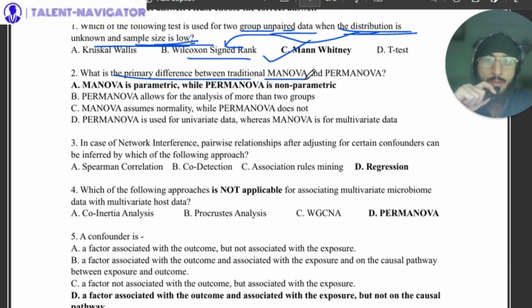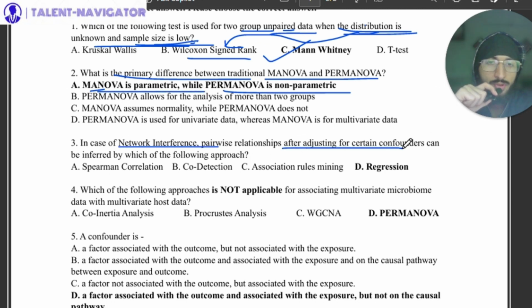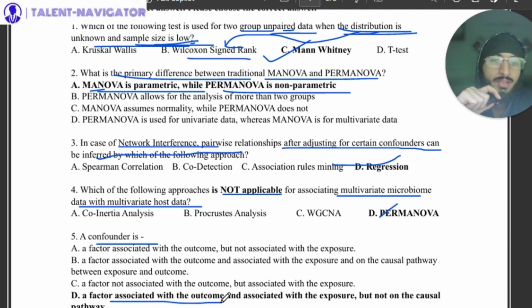What is the difference between MANOVA and PERMANOVA? So PERMANOVA is actually non-parametric and MANOVA is parametric. In case of network inference, pairwise relationships after adjusting for certain confounders can be inferred by regression. Now, which of the following approaches is not applicable for associating multivariate microbiome data with multivariate host data? That is PERMANOVA. Confounder is a factor associated with the outcome and the exposure, but not on the causal pathway.